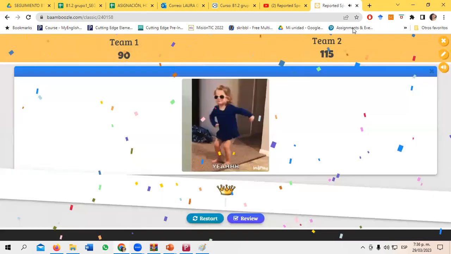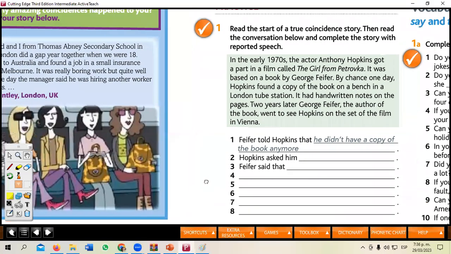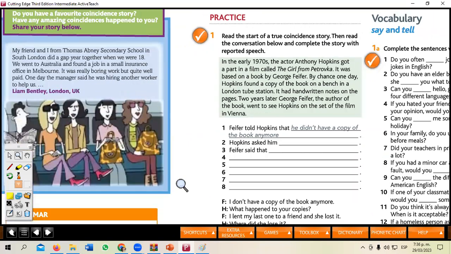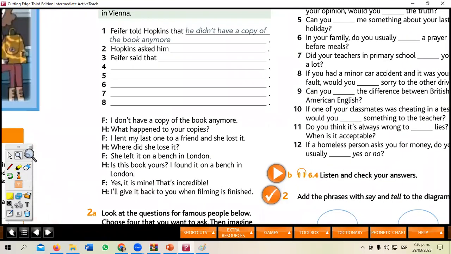Right. The winners are team number 2. Well done, guys. So you see, with practice, we get a bit more comfortable with this structure, right? So tell me, do you have questions so far? Or is it a bit clearer now? How to use it? Yes or no? Yes, teacher. It's a bit more clear.